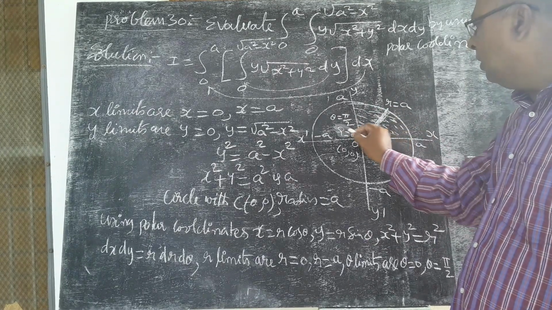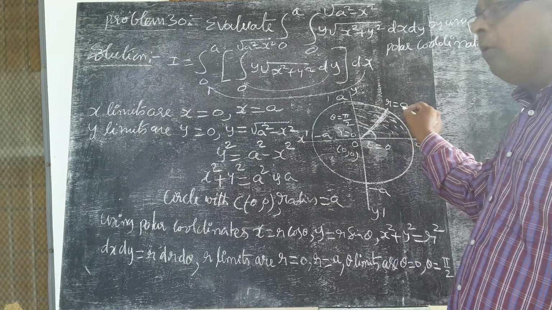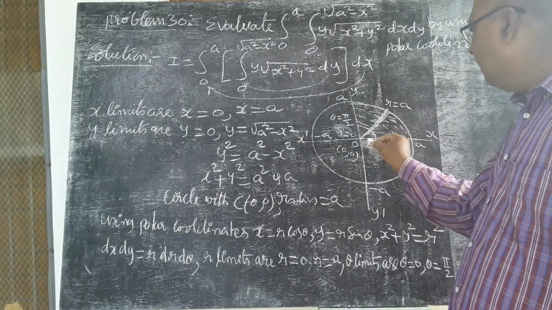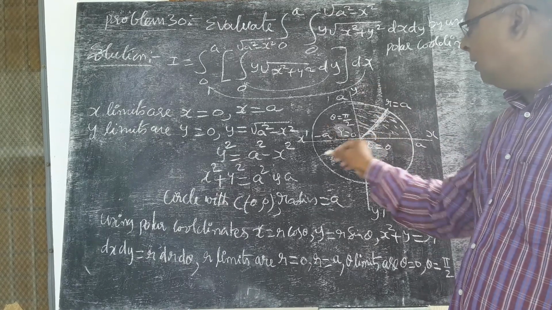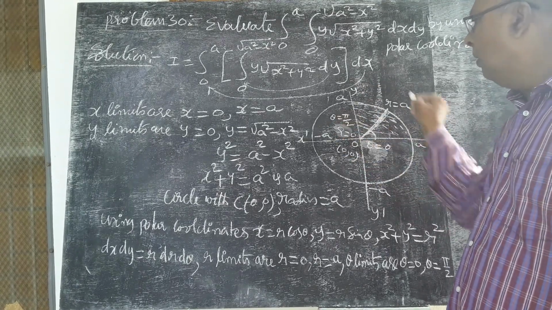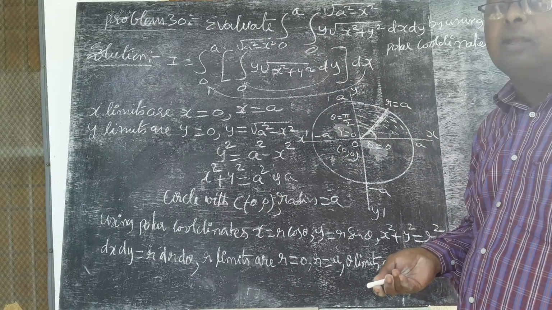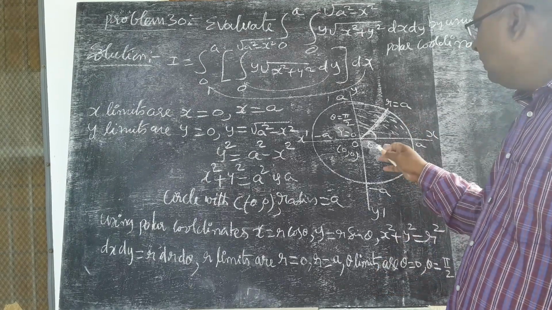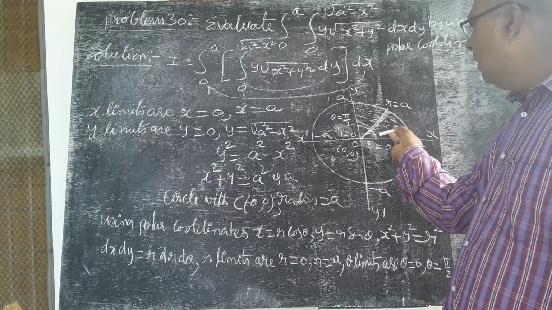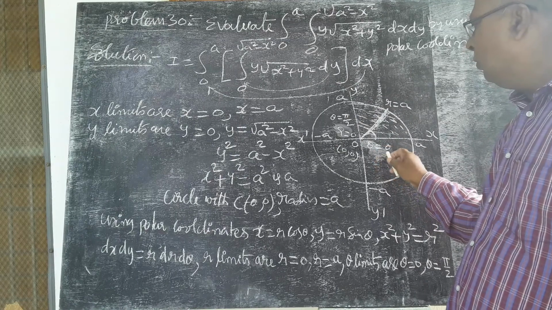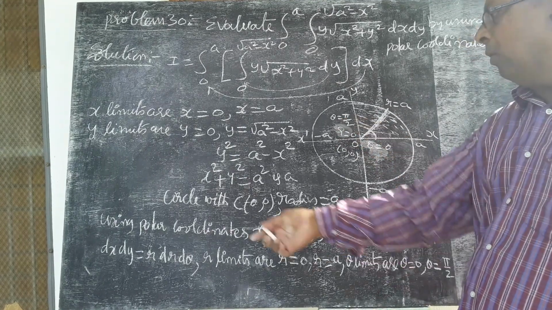Here r limits are 0 to r is equal to radius a. R is equal to a. This distance is a. The distance between the center and a point on the circle is the radius, that is a. So theta limits, to cover the shaded region, the dotted region like this: theta is equal to 0 to theta is equal to pi by 2.